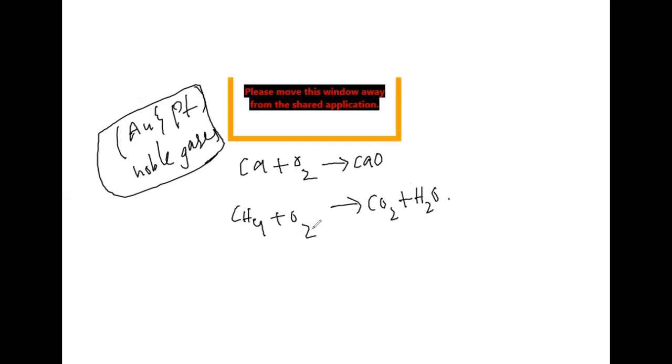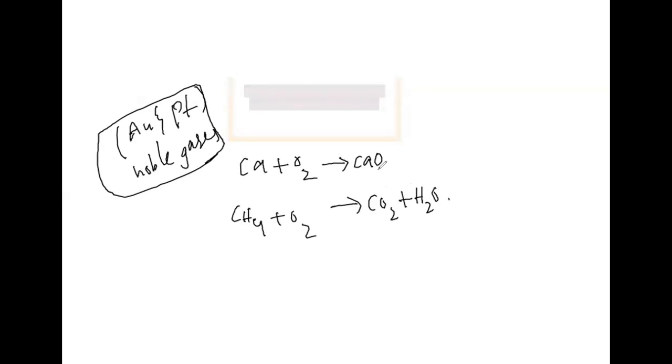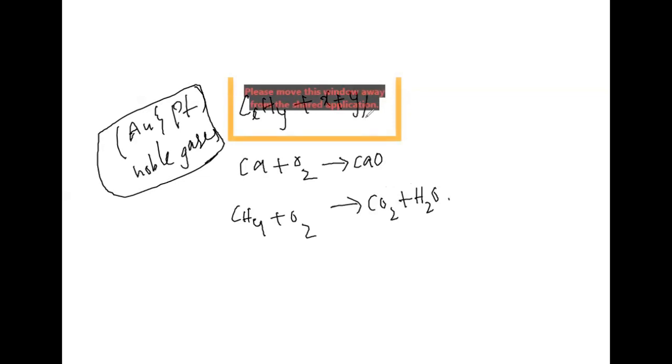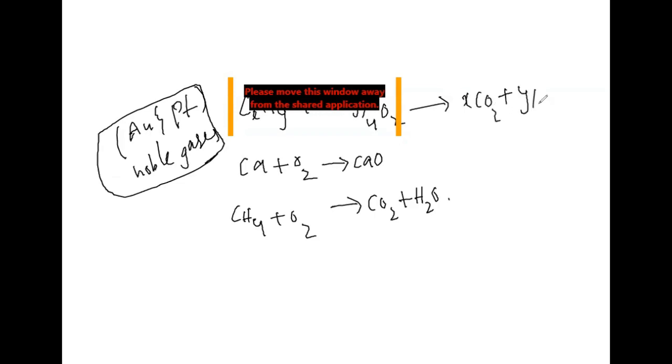See, anybody knows how to balance? The common equation is there for this. CH4 plus O2 gives rise to CO2 plus H2O. Any idea regarding this? How to balance this equation by using a common equation, that is CxHy plus (x plus y by 4) O2 gives rise to xCO2 plus y by 2 H2O.